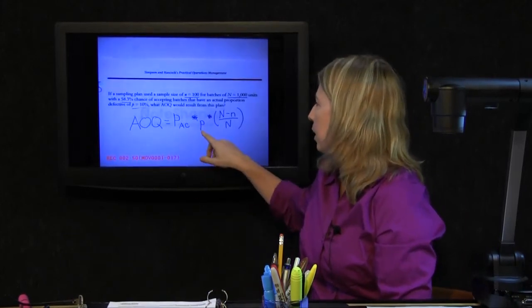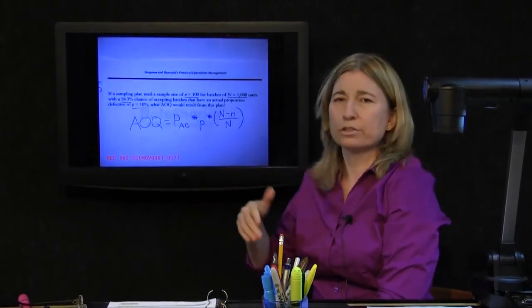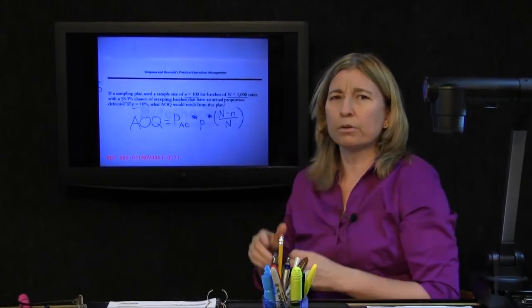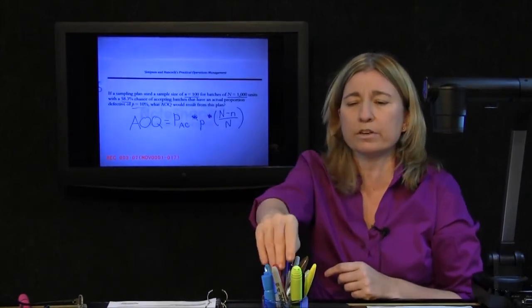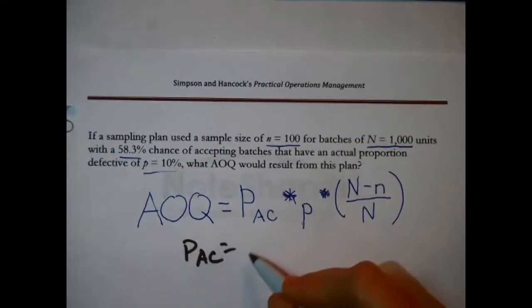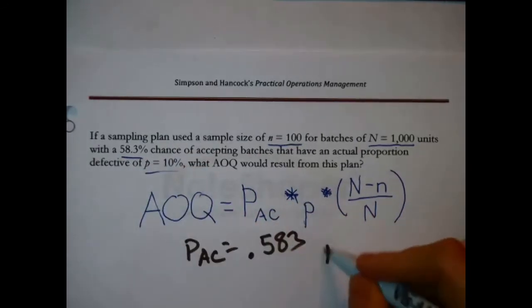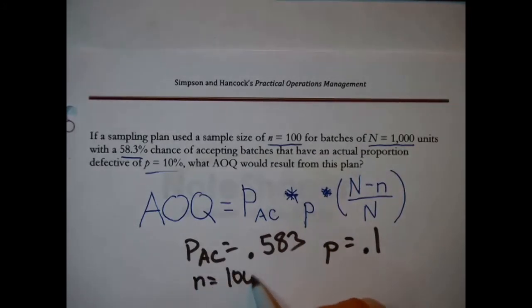Okay, so lowercase p, we can see that. That's the 10%. The uppercase N in quality control is always the size of the batch, and the lowercase n is always sample size. So the only thing that we're lacking is the capital P for probability of acceptance, the probability of accepting a batch. PAC in this description is 0.583. It is that 58.3%. The p is 10%, which in decimal is 0.1, and it's stated right there. n is 100, capital N is 1,000.